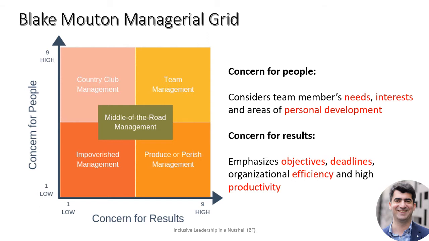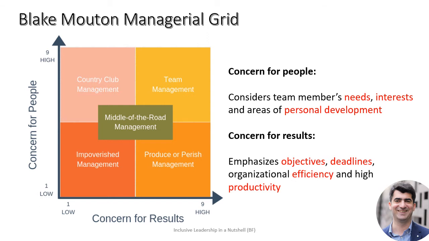When we talk about the concern for people, we are talking about the degree to which the leader considers the needs of the team members when deciding how to complete a task. They would consider each person's different tasks, their interests, and personal development. The other axis is concern for results, which is the degree to which the leader emphasizes concrete objectives, deadlines, goals, and high productivity when determining how to achieve a particular task.